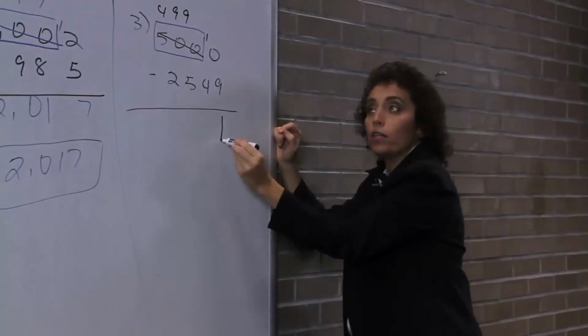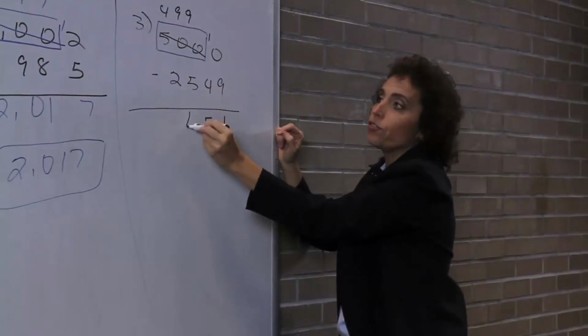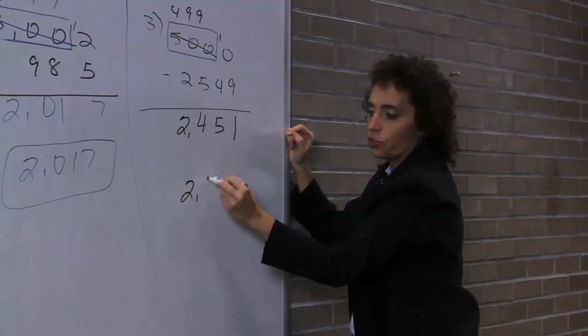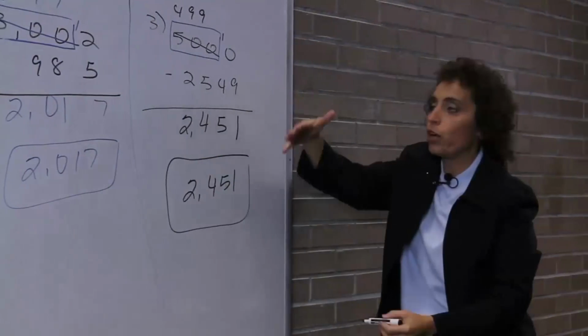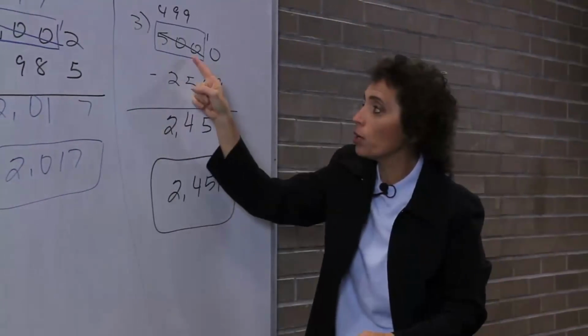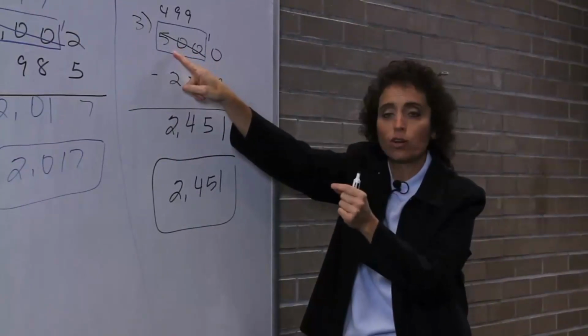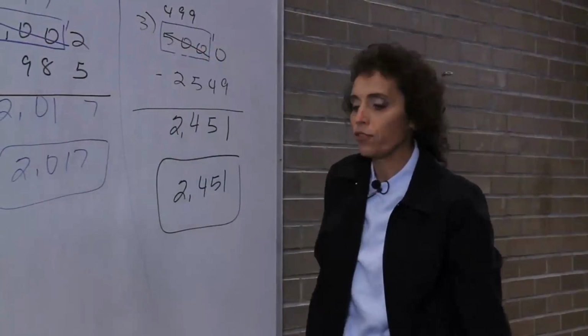10 minus 9 is 1. 9 minus 4 is 5. 9 minus 5 is 4. 4 minus 2 is 2. So you have the answer, 2,451. So that's how you subtract with zeros. Just box it in. Instead of worrying about what do these numbers become again, box it in until you get to the first digit that's not 0. It's called the first non-zero digit. And then you can just take 1 away from there.